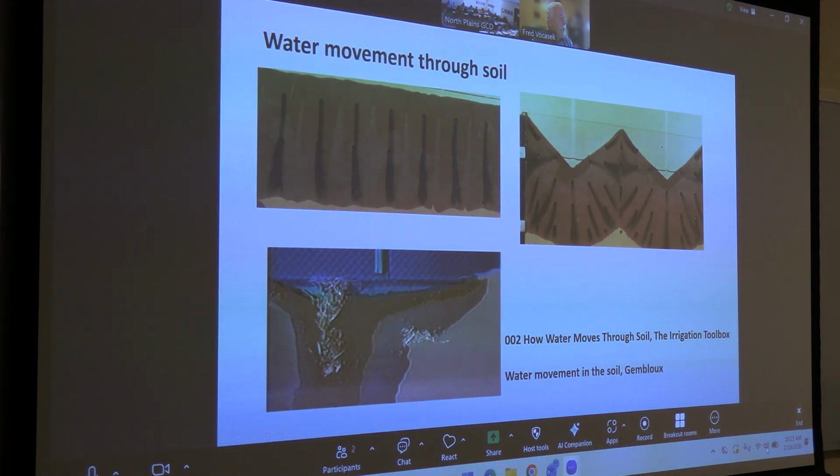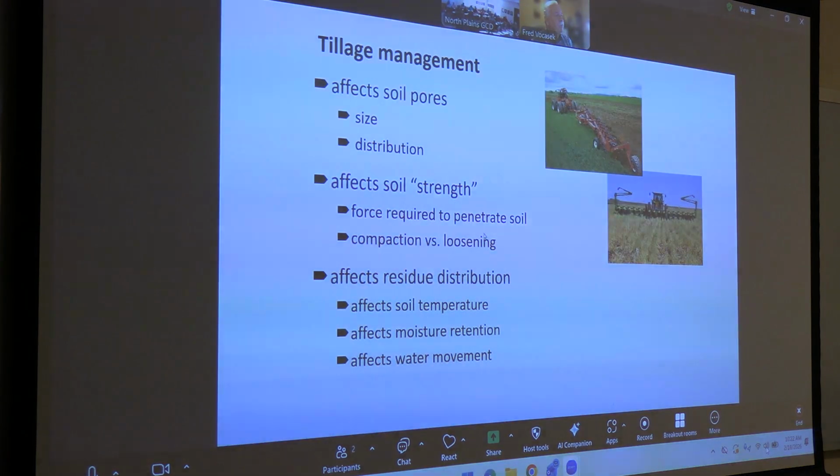Also, how we till and where the residue is has an impact. If we have channels for water to move through the soil, we can enhance the water movement. But in the old days of plowing, if you turned over the residue and built up a mat of residue below the surface, that can actually stop the movement and keep the water from moving into the subsoil. So tillage and management have a significant impact on water infiltration.